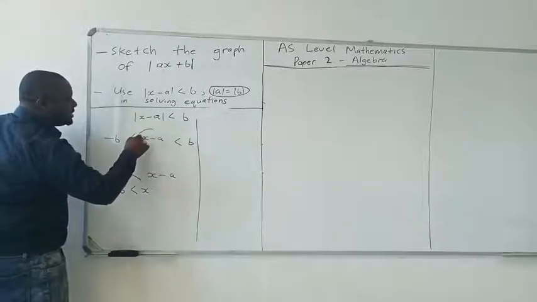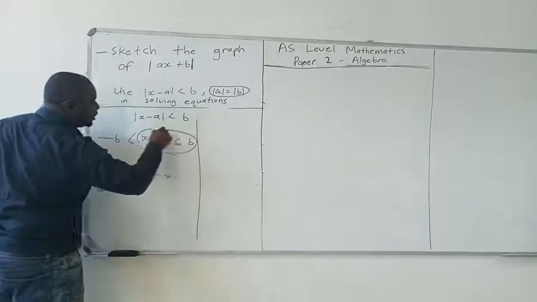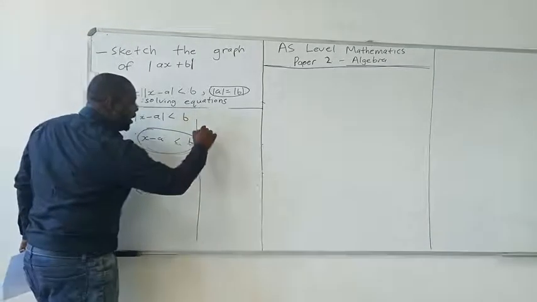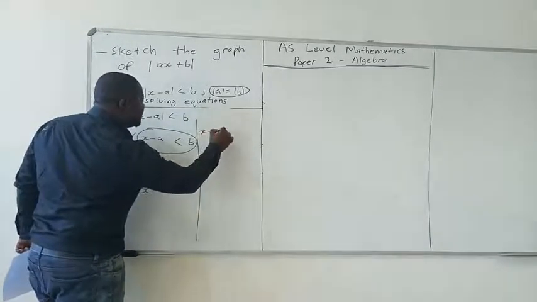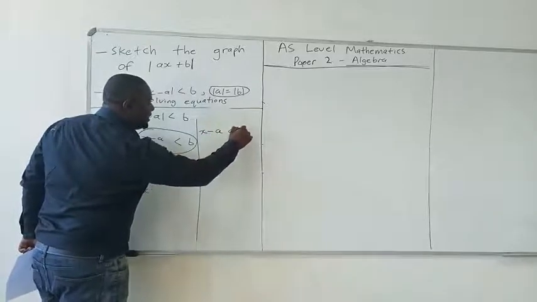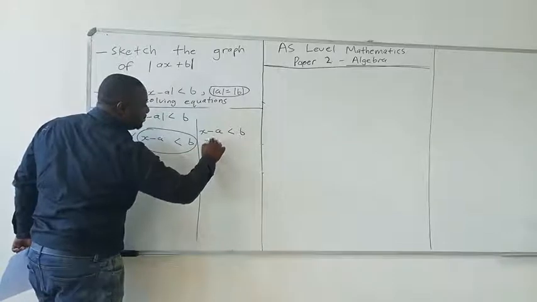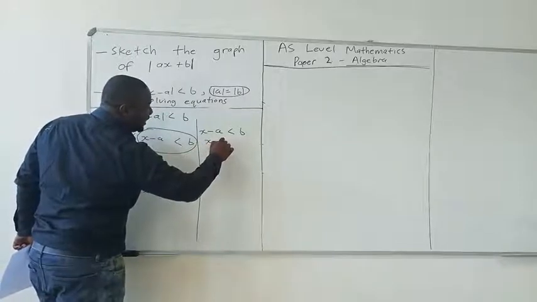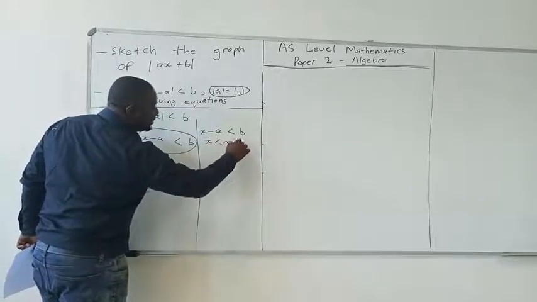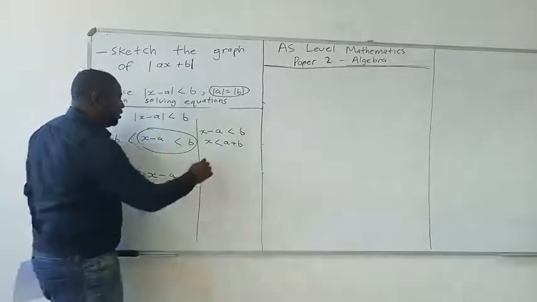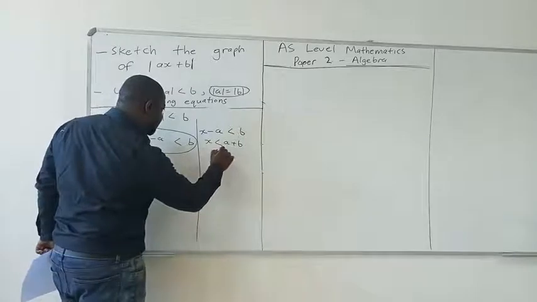And we split it into another equation, which we will solve separately. So x minus a is less than b, right? Take the a to the other side, it becomes x is less than a plus b. And these are the two solutions that we have.